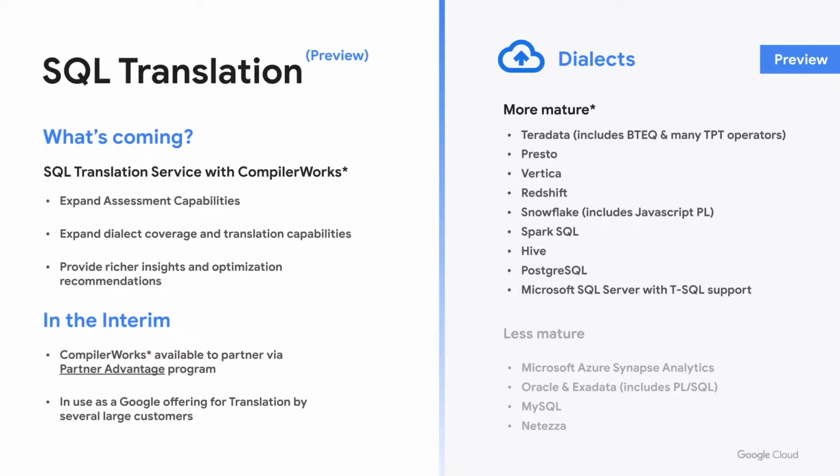While we work that out, while we make CompilerWorks an integral part of our SQL translation service, in the interim, we also have a program to make CompilerWorks available to Google partners via a Partner Advantage program. So if you're a Google partner, we encourage you to go check this out if you have not already. CompilerWorks as a Google offering is being used for live workload translations for large customers by several of our partners already. So please do go check it out.